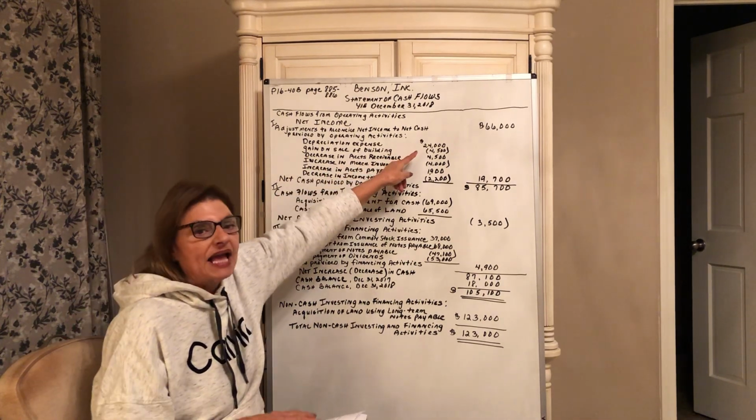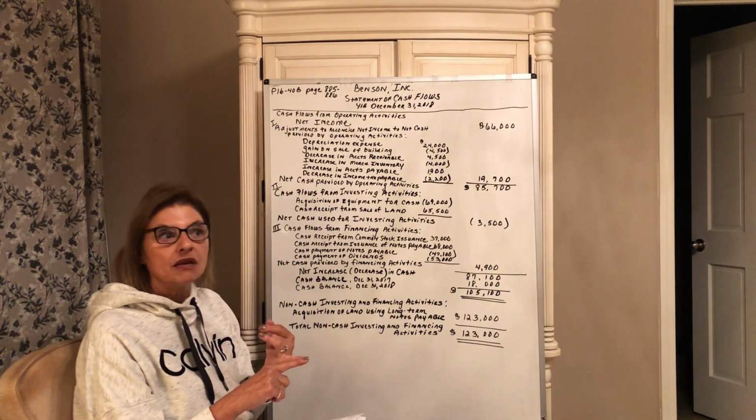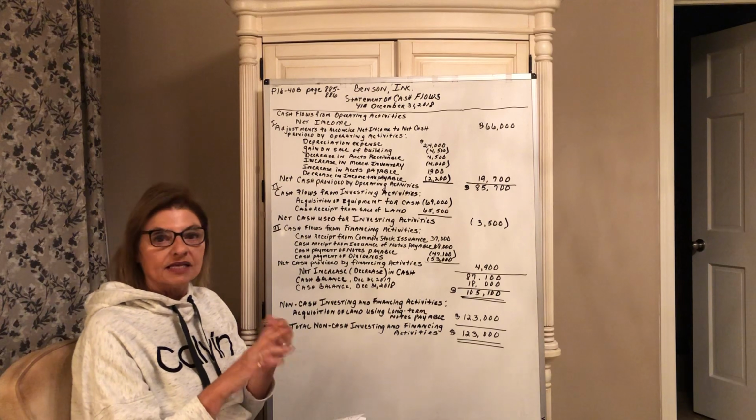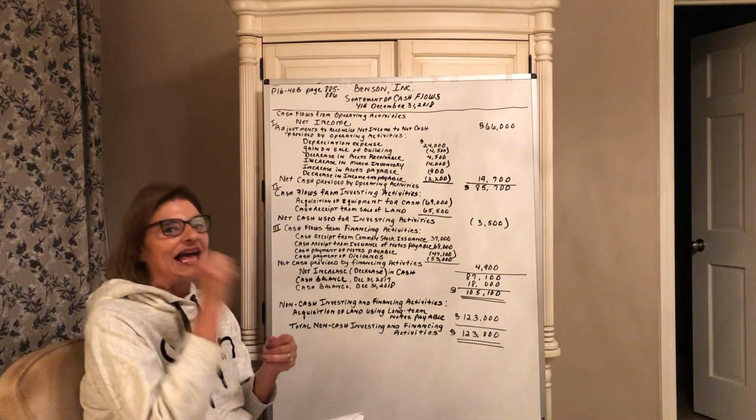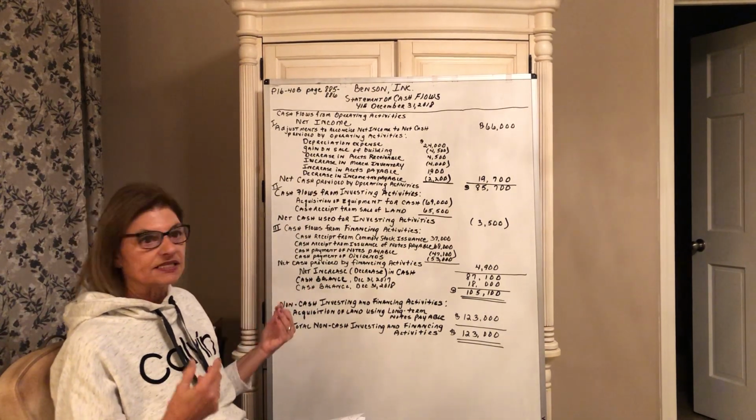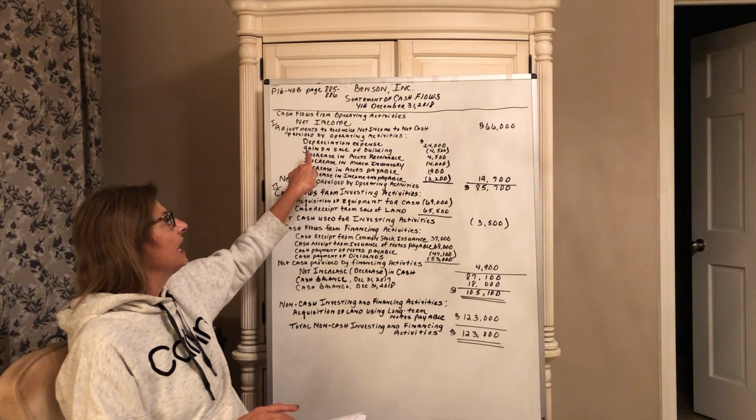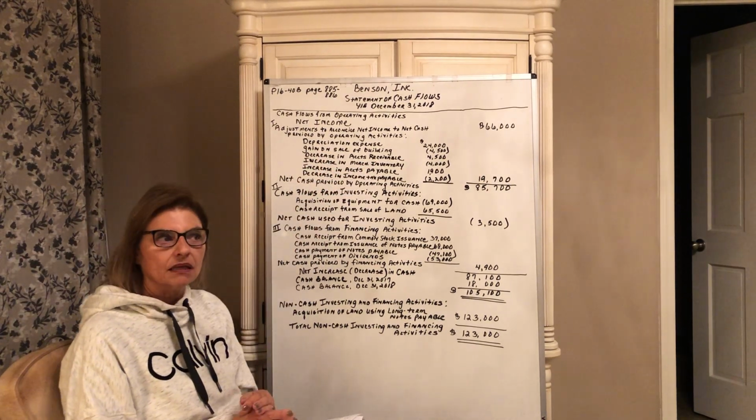So right away we add it in, no matter what. If we had amortization or depletion expense, that would be the same thing, add it in. So depreciation we always have, so that's a plus. And then what you have to do, notice my second item is gain on sale of building.